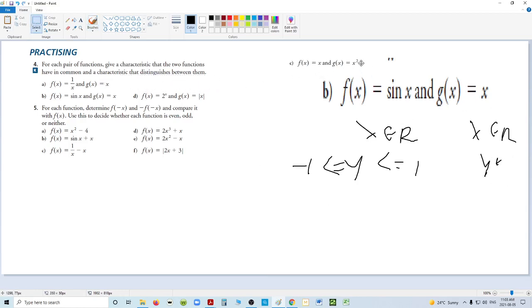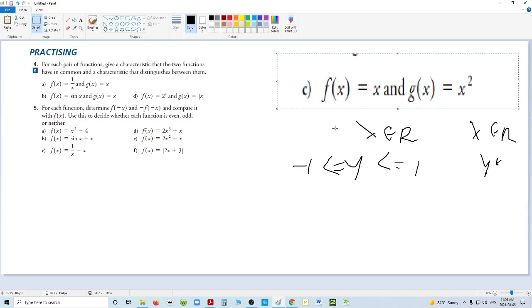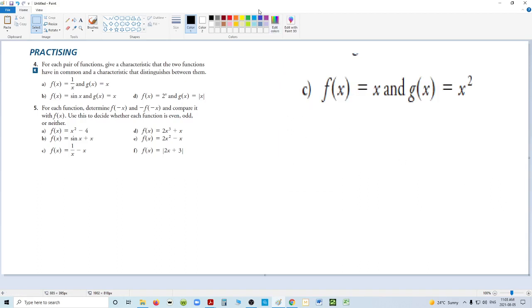Okay, so what about this? You can see how this is sort of useless, except in learning the domain and range of each. Easy enough, the same thing. The domains are the same, but the ranges are different. This one has a range that goes on forever, and this one's range is bigger or equal to 0.